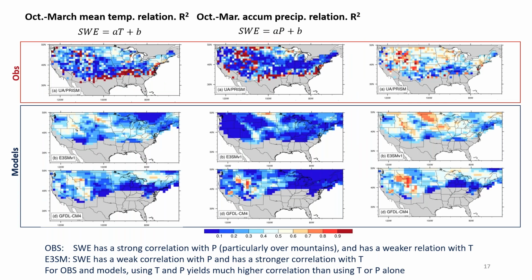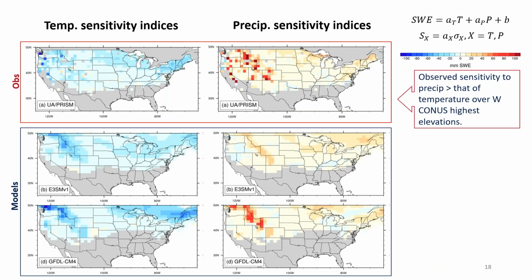One idea we have explored is to compute the correlation between SWE and temperature for the left panels, SWE and precipitation for the middle panels, and SWE versus T and P for the right panels. We can draw many points here. I just try to highlight 3 as indicated at the bottom. For observations, SWE has a strong correlation with P, particularly over the Rocky Mountains, and a weak correlation with T. In contrast, for E3SM, SWE has a weak correlation with P and a stronger correlation with T. Finally, for observations and models, using T and P always yields much higher correlation than using T or P alone.